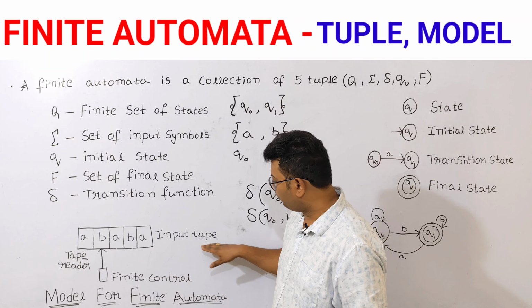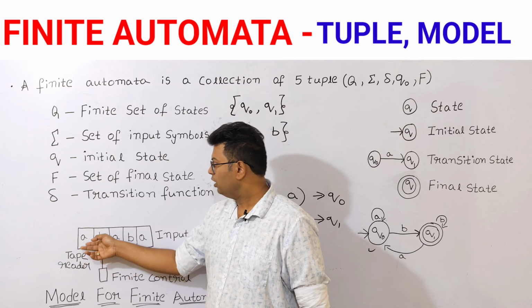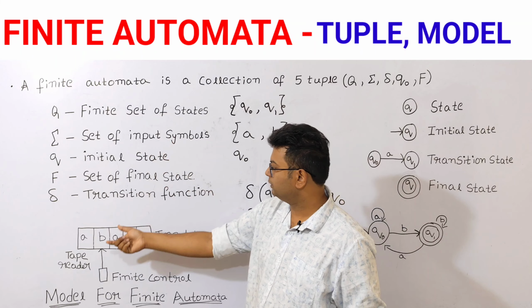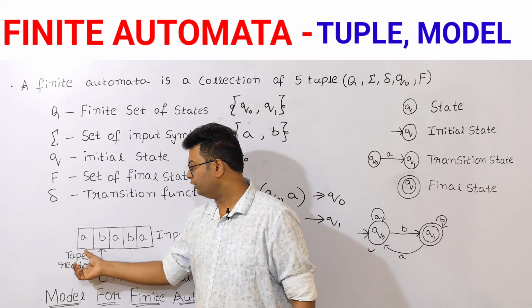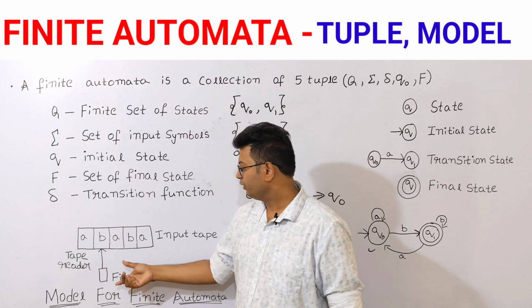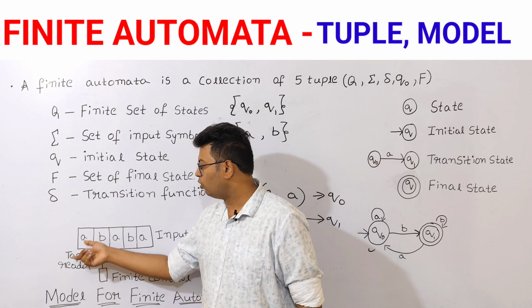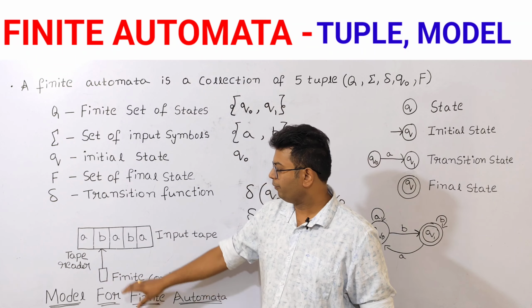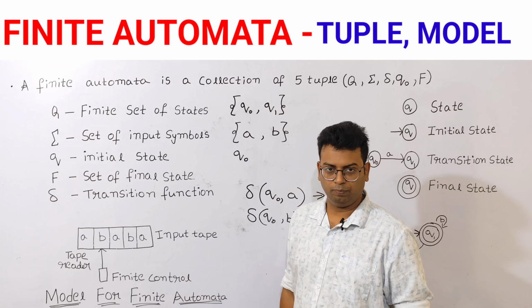Clear? What is the input tape? It's a linear tape which consists of many cells. In each cell we get one input symbol, resembling all the input symbols. Coming to the tape reader, it reads the input symbol. And the finite control, what does it do? It simply changes the state according to that input. So by this we can look over the model for finite automata.